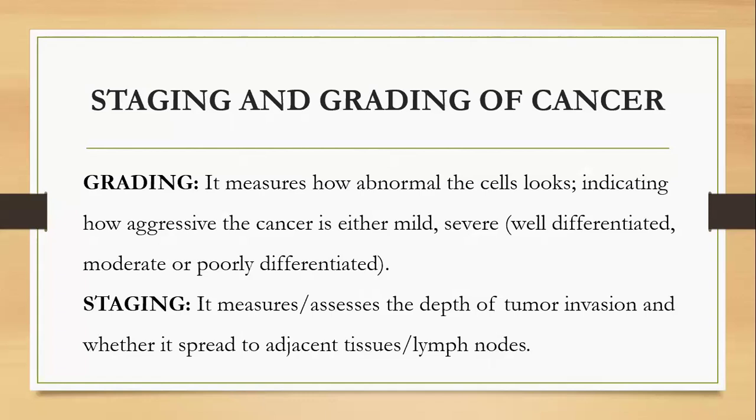It can help you in staging and grading of cancers. Grading is histologically done. It measures the abnormality of the cell, or how abnormal the cell looks. And so it gives you an idea of how aggressive the cancer can be, whether it is well differentiated, moderately differentiated, or a poorly differentiated tumor. And we all know the significance of this because it guides your treatment, because a well differentiated tumor has a good prognosis, and a poorly differentiated one, a poor prognosis, and so it helps guide the clinician on how to actually treat these cases.